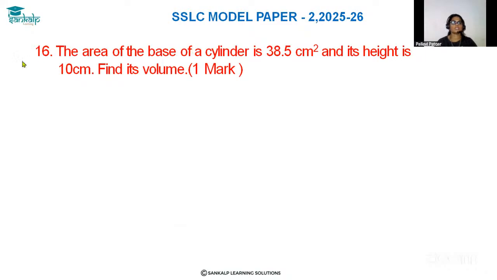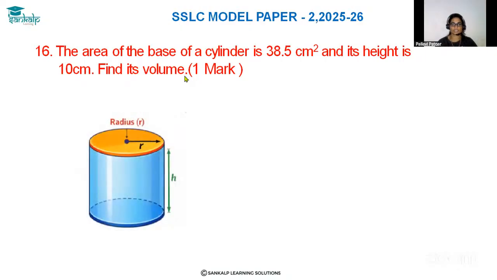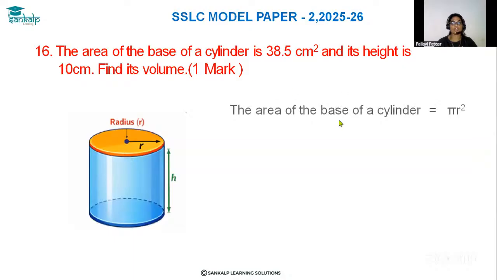Hello everyone. Look at the question number 16. The area of the base of a cylinder is 38.5 centimeter square and its height is 10 centimeter. Find its volume. So here cylinder. So the given area of the base of a cylinder. Okay. So the base of the cylinder is in the form of a circle. So this means this is equal to area of the circle.